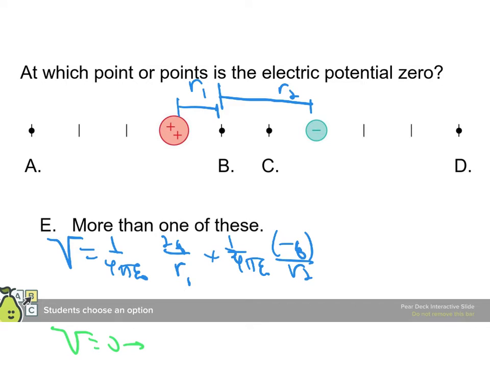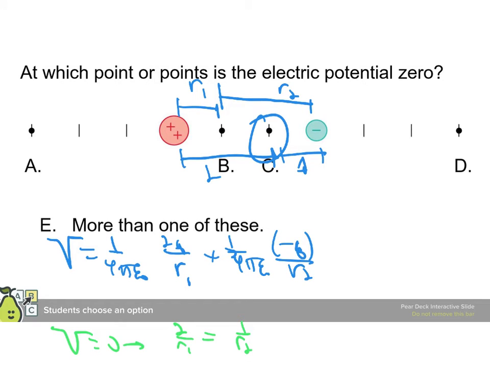V equals 0 implies that 2 over R1 equals 1 over R2. That it must be twice as far from the 2 positive charges as it is from the negative charge. So we can see that that definitely includes point C, right? Because that's 2 units to 1 unit.